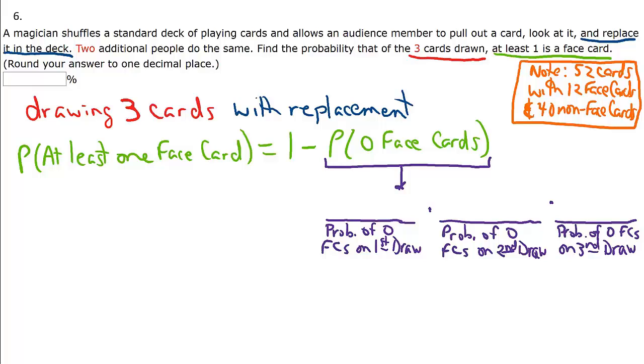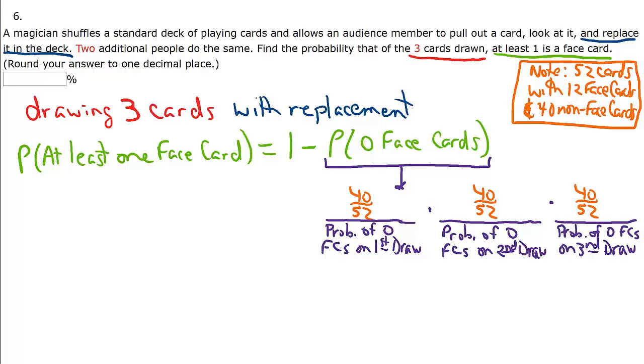So if you're not going to get a face card on the first draw, that means you're drawing from the 40 cards that are not face cards. So that's 40 out of 52. Since you're drawing with replacement, you're putting that card back in, so it's 40 out of 52 the next time you try it, and it's 40 out of 52 the third time you try it. If it were without replacement, it would go 40, 39, 38. But because it is with replacement, the 40 stays 40 because you're putting the card back in.